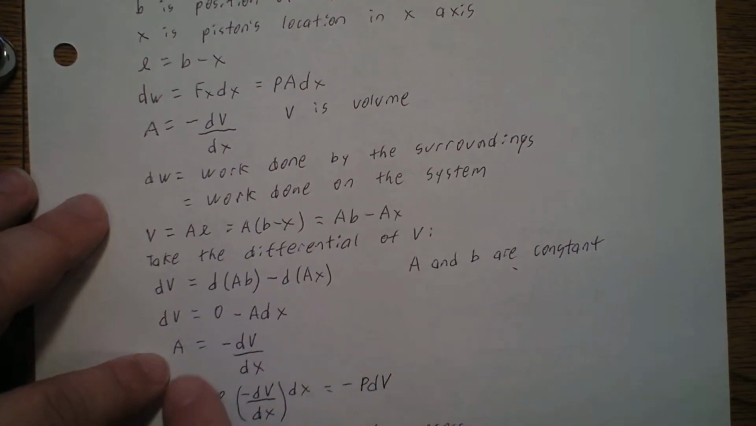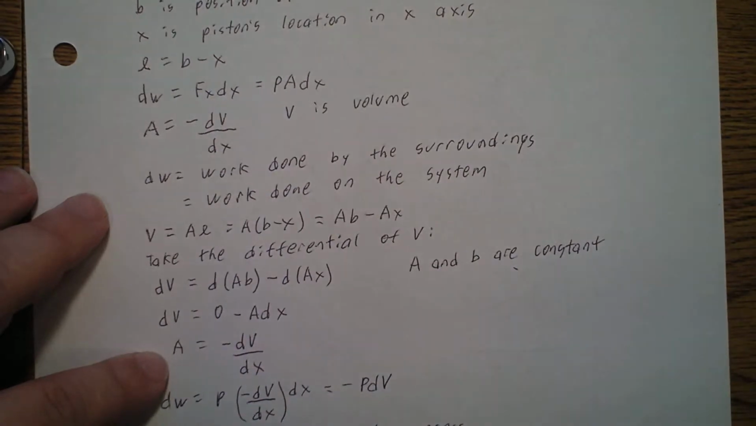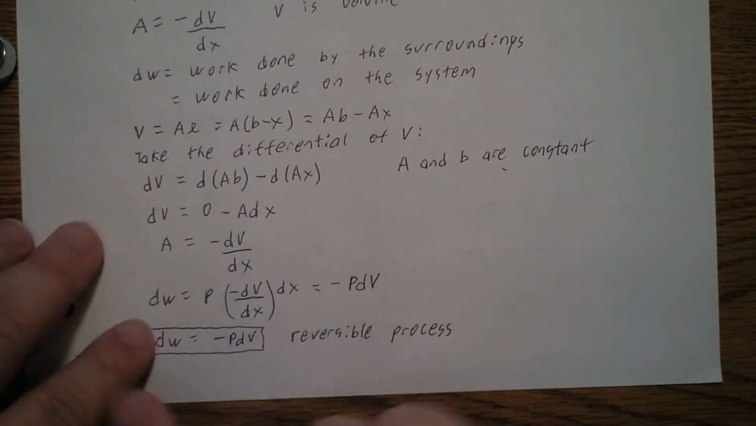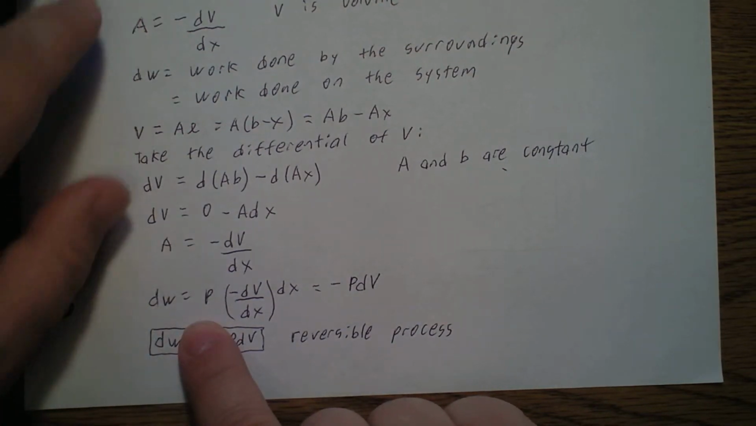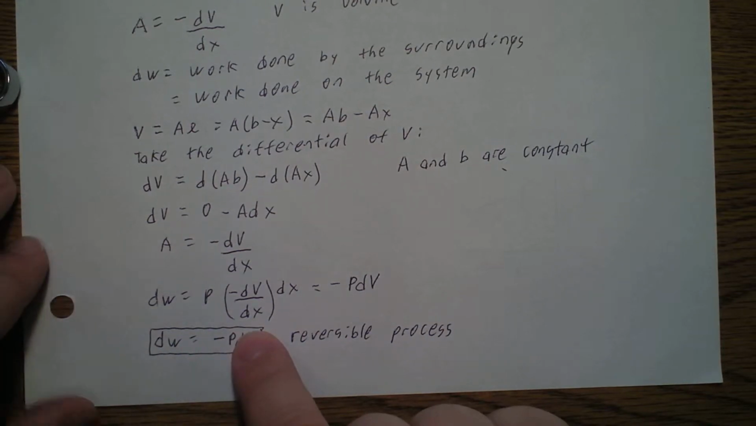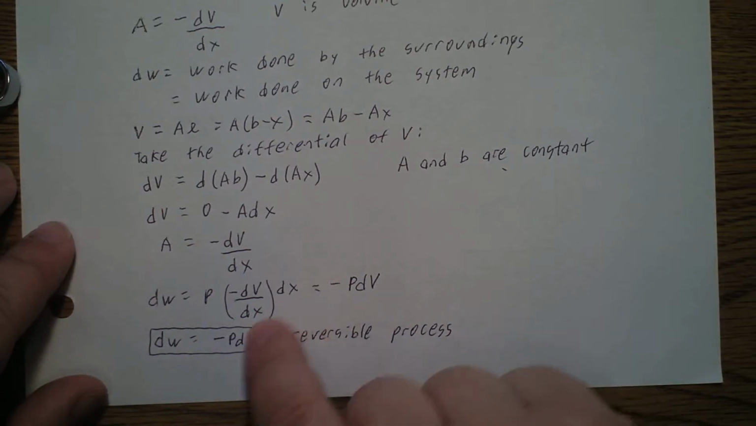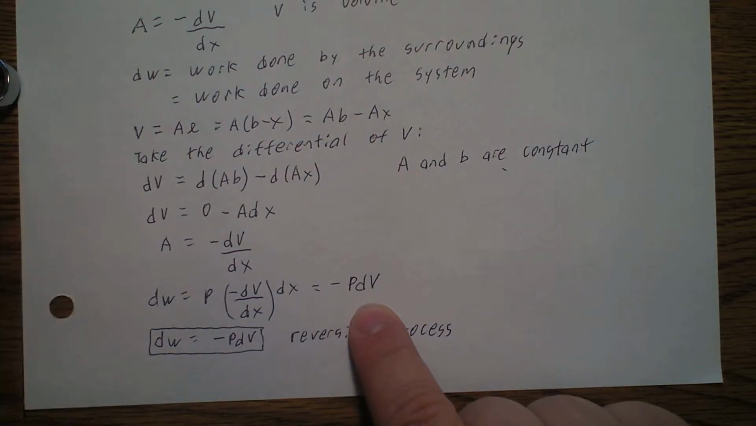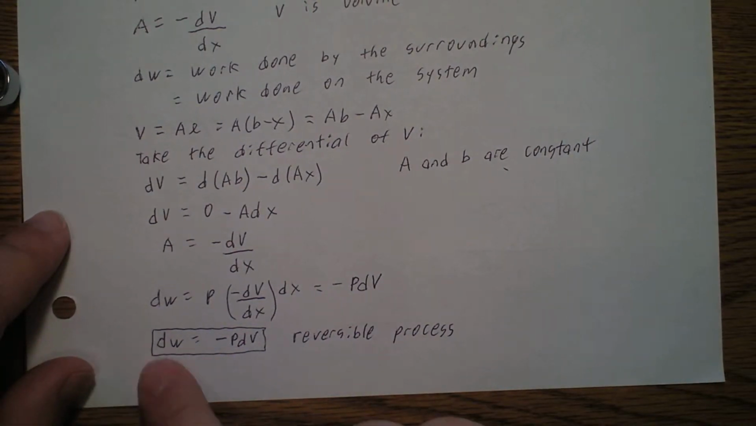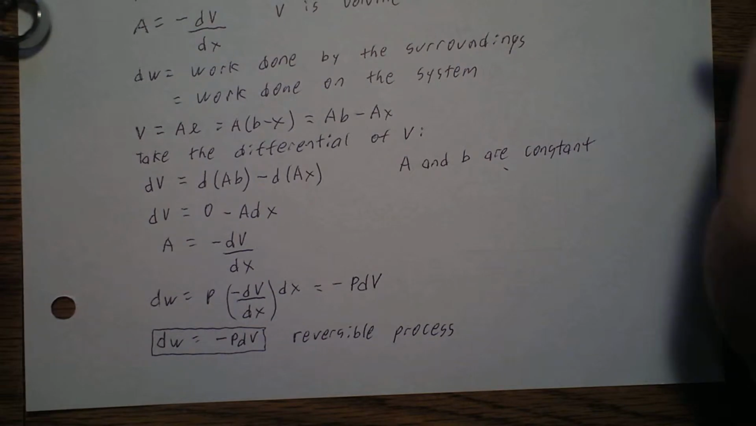So solving for A, we get A is equal to minus the derivative of volume with respect to x. That's what I was trying to explain up here. I probably should have done this first, so you understand why. So the differential of work is equal to pressure, substituting that back in, minus the differential of volume with respect to x times the differential of x. So the differential of x is going to cancel out. So we just end up with minus pressure times the differential of volume. So we get the differential of work is equal to minus PdV for a reversible process. And this is PV work only, of course.